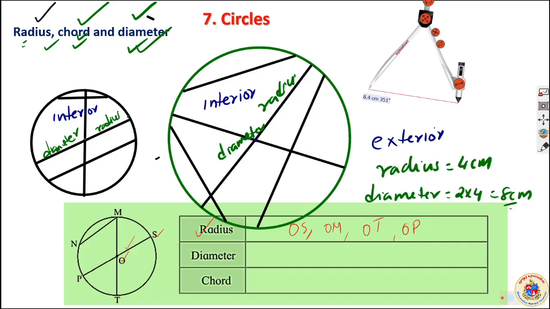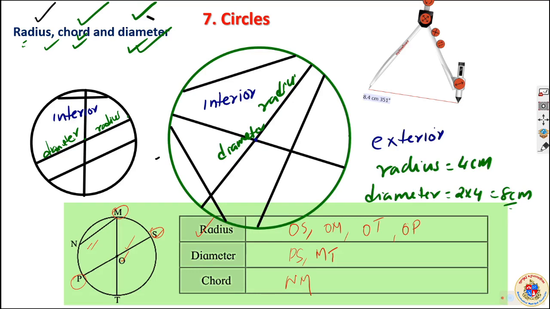But a diameter is something which goes through the center, and it's the longest chord here. PS is the diameter, from P to S, and from M to T. And what are chords here? Other than the diameter, we have NM as a chord. A chord touches the circle at 2 points. Its interior would be inside. It's a line segment.